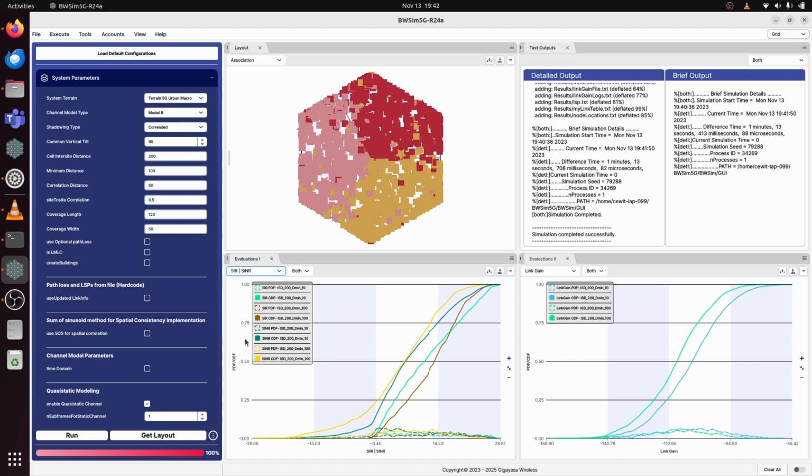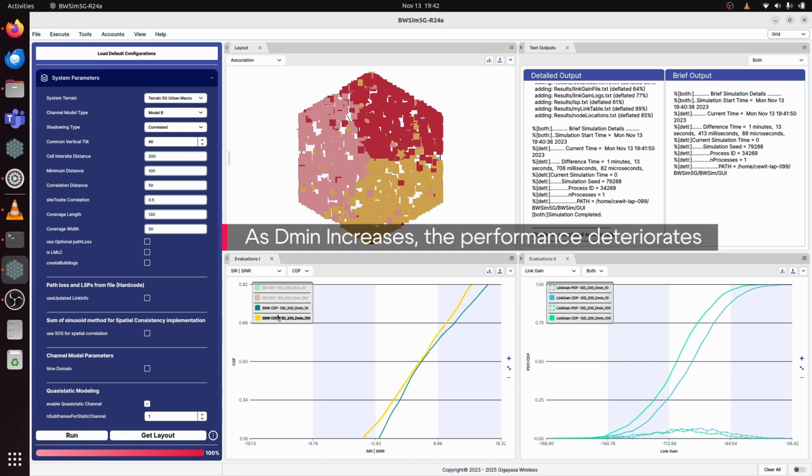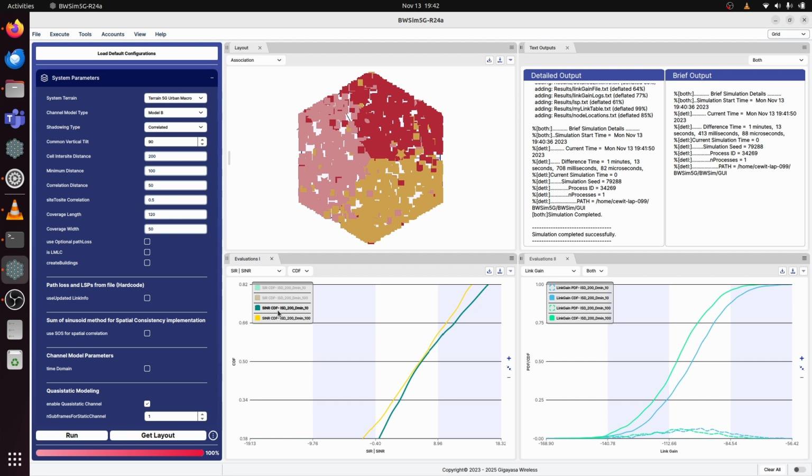Okay. Now, as done earlier, we filter out the CDF and let us focus on the SINR. Let me zoom in. We can see that when the dmin increases, the performance deteriorates. So what does this mean? As we saw earlier through the layout, as the dmin increases, the number of user equipments pushed towards the edge of the cell increases. That is, the user equipments become more dense towards the cell edge.